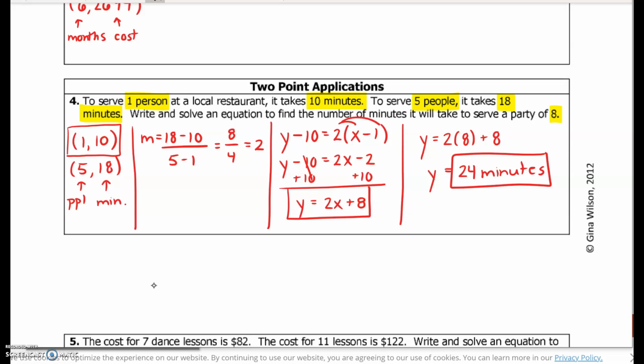So for 5 and 6, follow the same process. Identify your 2 points, find your slope, write your point slope form, solve for y, and then use your equation to evaluate whatever information the problem asks you to find.